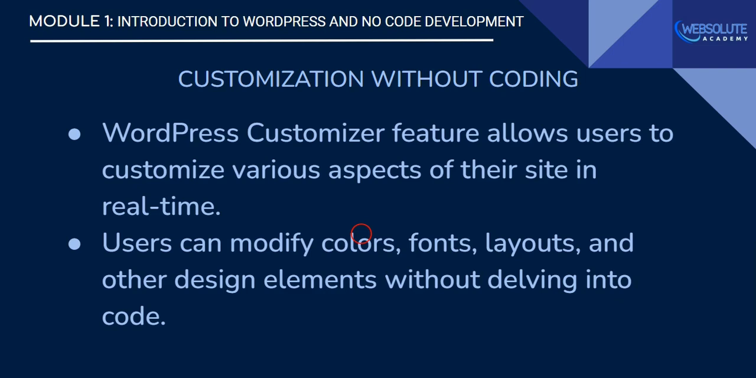Users can modify colors, fonts, layouts, and other design elements without delving into code. Ordinarily in coding, if you want to modify colors, fonts, layouts, and other design elements, you will need to understand CSS. You can use CSS or JavaScript codes to do that. But in WordPress, you don't need any foreknowledge of CSS or JavaScript before you can do all this. That is one of the advantages of building with WordPress CMS.